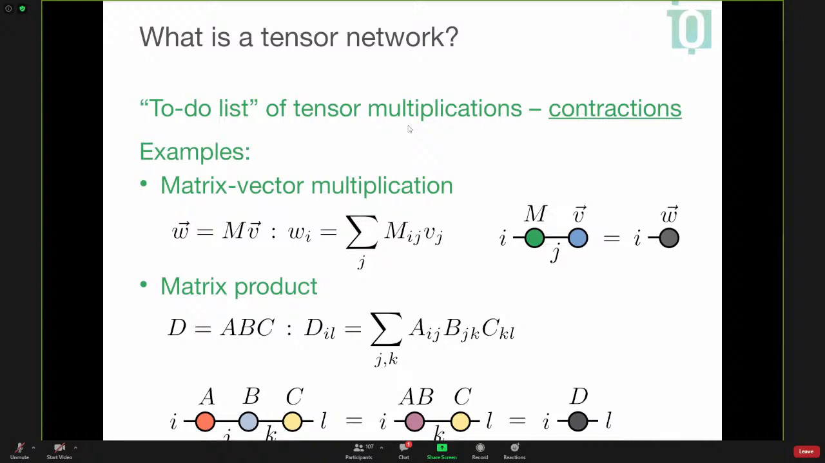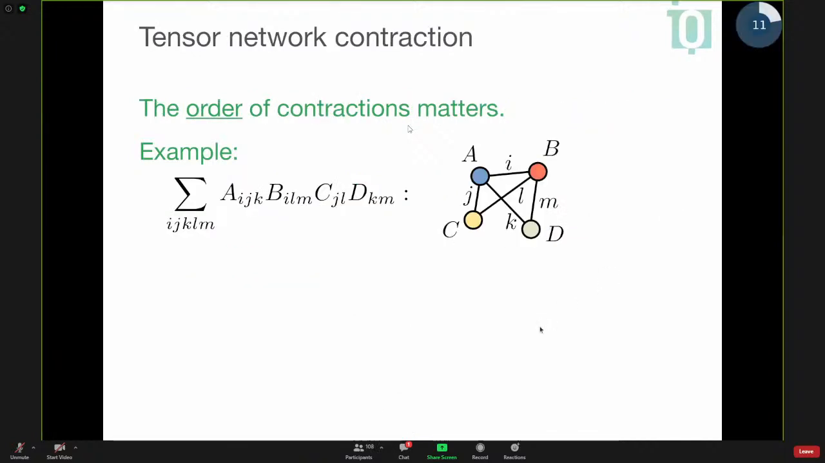So you see here I have a choice. Whenever I have more than one common index, more than one shared leg between tensors, I have a choice as to which one to contract first. Okay, so the tensor network itself, when I write it down, is really just the to-do list. It tells me which contractions have to be done so that I get the final object that I'm looking for. But then what is really important to understand is that the order of how I do this contraction really matters.